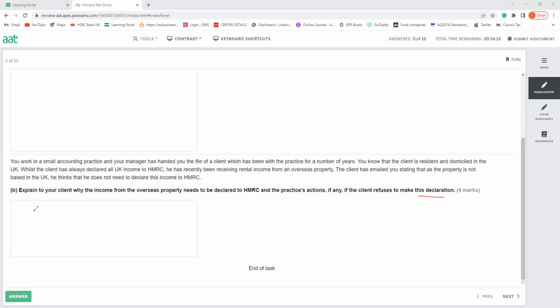So the first one, explain about the domicile. So you need to tell the client, as you are resident and domiciled in the UK, that means you have to declare all of your income in the UK and overseas.